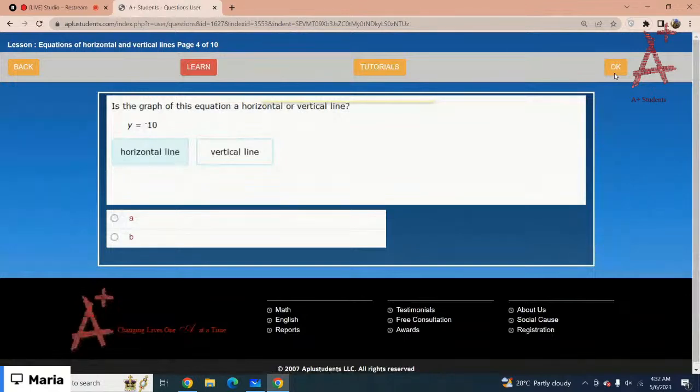Is the graph of the equation a horizontal or vertical line? Y equals -10. So it would be a horizontal line. Got it? Because y equals -10 means the line is parallel to the x-axis. Got it? So it would be the horizontal line.